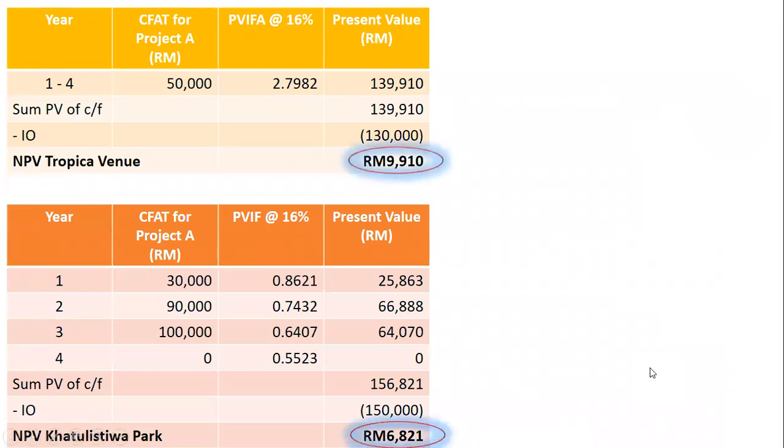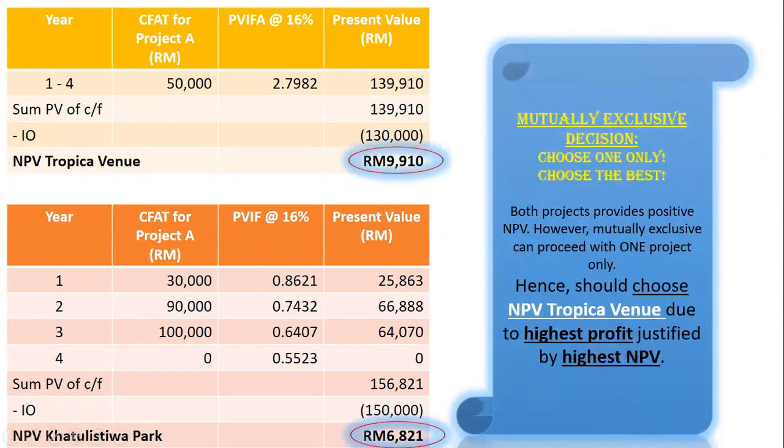Okay, if we compare these two projects, both actually provide positive NPV. So if it's an independent project, we can choose both. We can proceed with both. However, the question given just now has the condition that it is mutually exclusive. What does mutually exclusive mean? It means that the decision should be only one, which is the best.